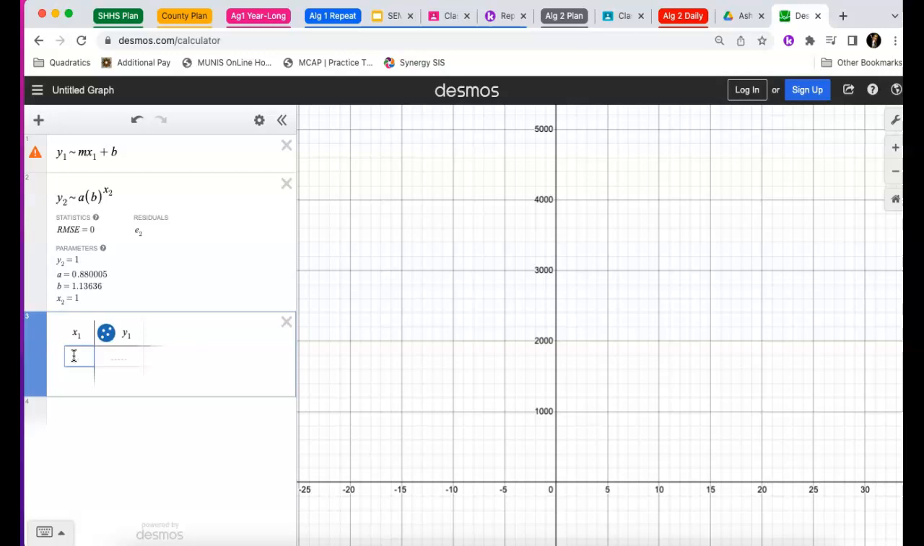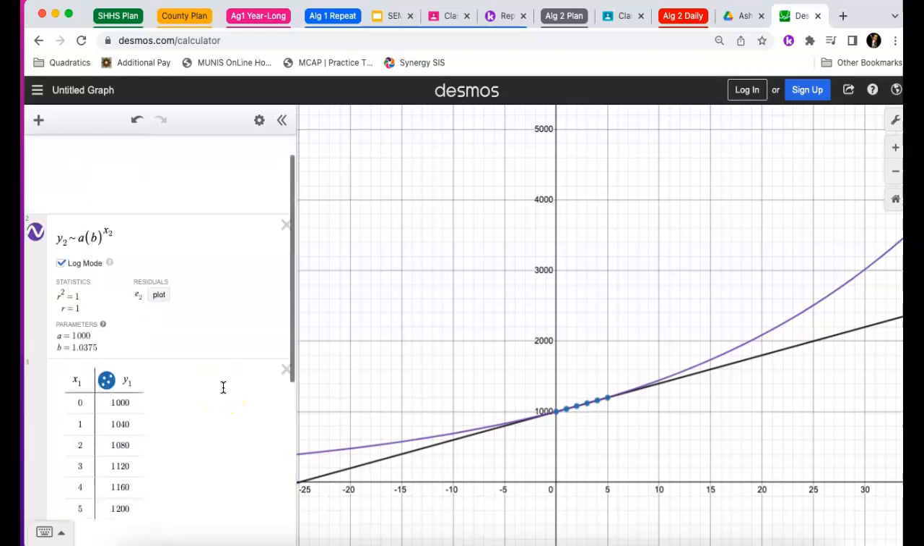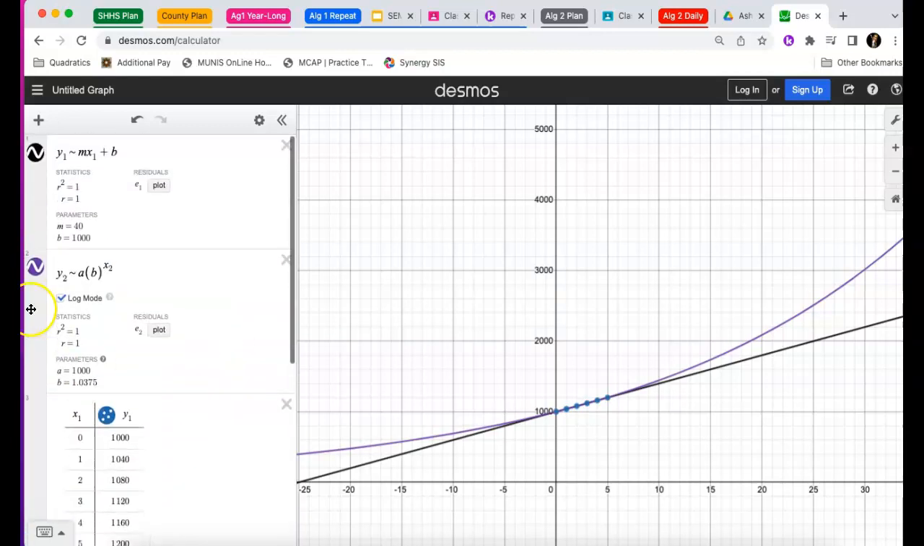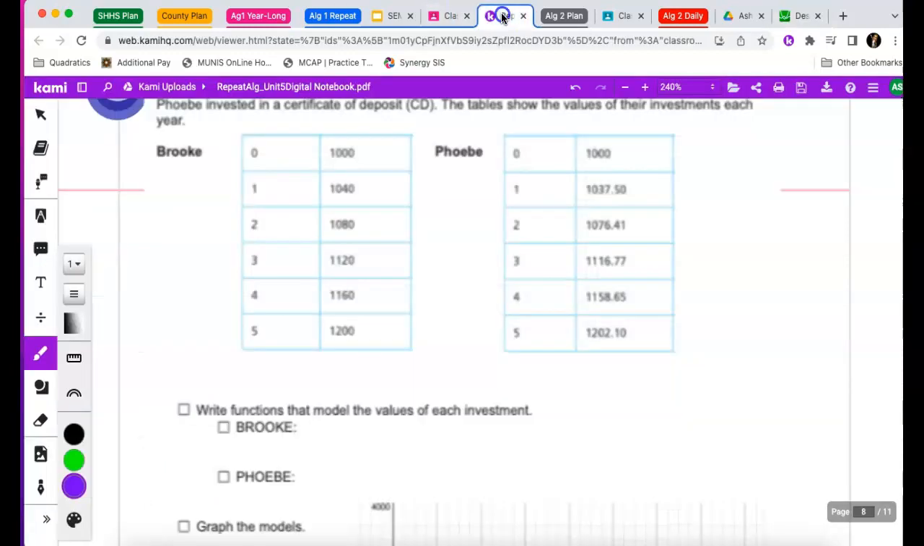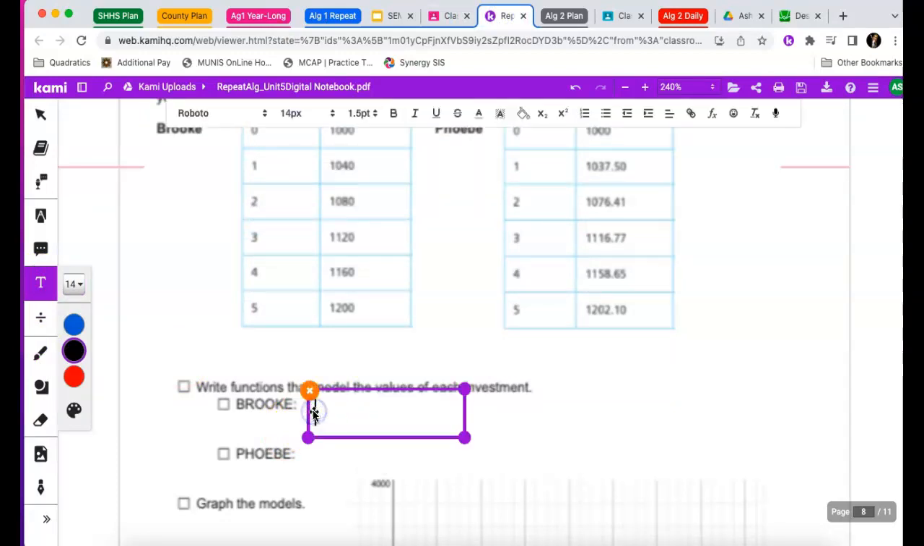And then we'll figure out which one's linear and which one's exponential. All right. So we've got our linear data. So it looks like, oh, let me undo that. So Brooke's table, this is Brooke's table. It looks like Brooke's table is modeled by a linear function because it's a straight line.